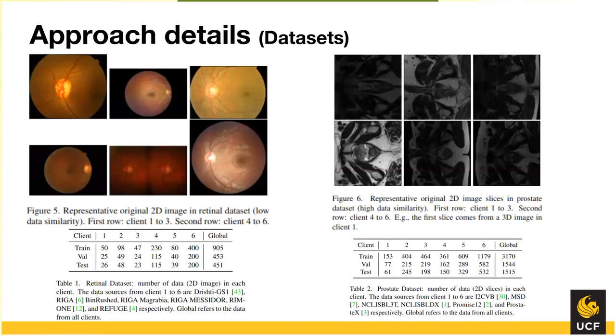So the authors use 2 tasks, and for each task, they have a specific data set for each client so that we can enforce some heterogeneity in the data. And this is just a summary slide showing the 2 data sets they use. You can see that on the left, there's lower data similarity between these images, different sizes, lighting, colors, features. And on the right, there's more similarity, and most of the difference comes from the lighting. So the left is the retinal data set, and the right is the prostate data set.